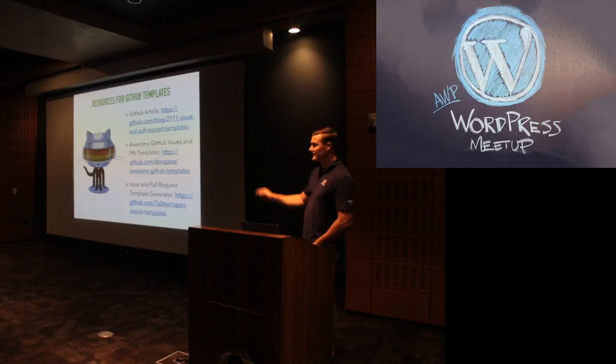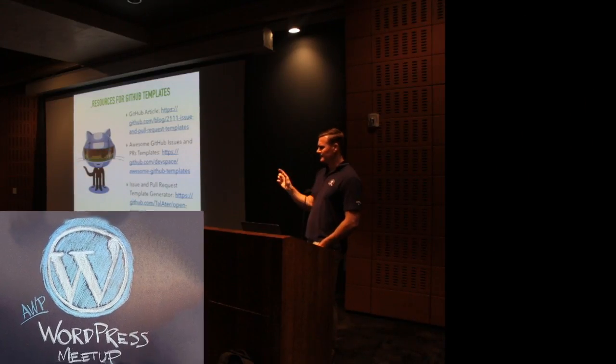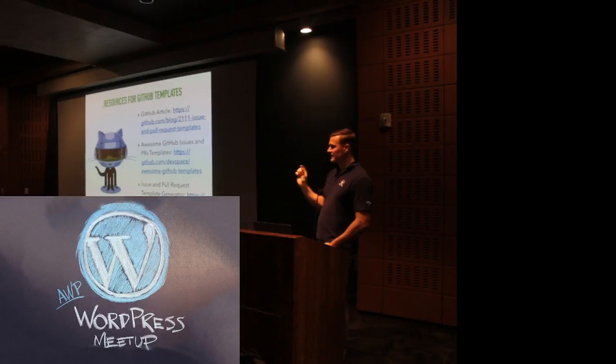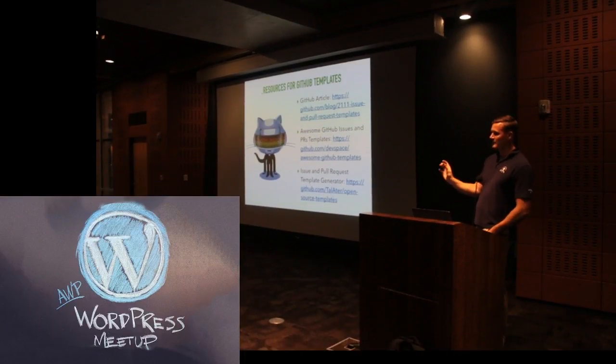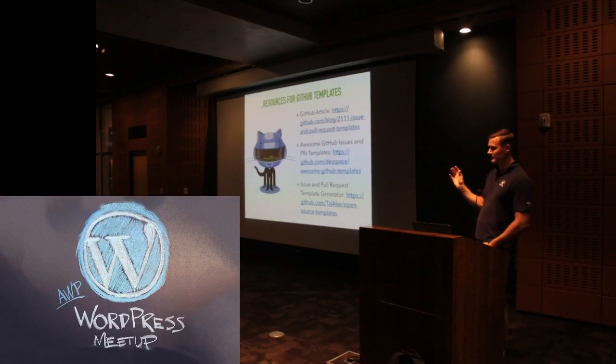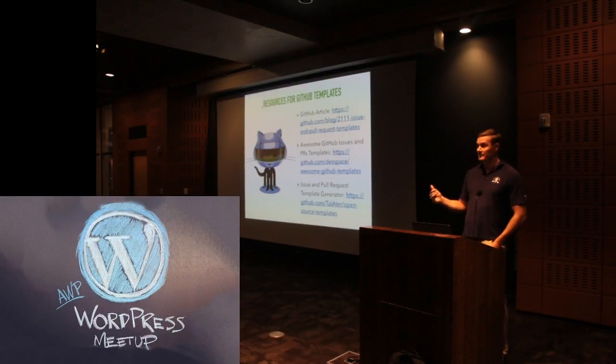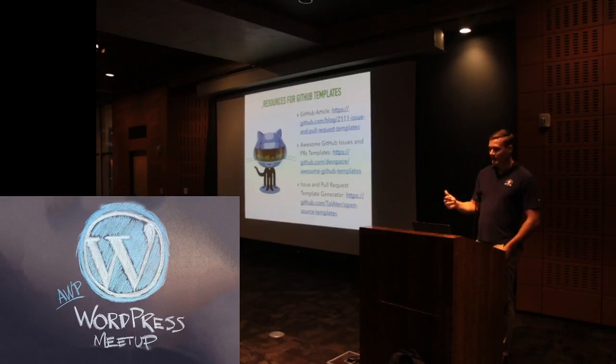It's basically a .issue_template.md file. You put that in a .github directory within the root of your repo, I believe that is, and then .pullRequest.md, and then GitHub will automatically see that. And then there's some great templates here as well. Awesome GitHub issues and PR templates. That's a good repo to check out and fork. And as well as this issue and pull request template generator.